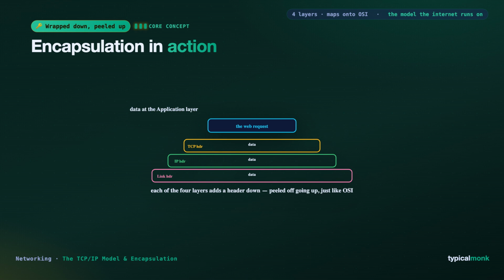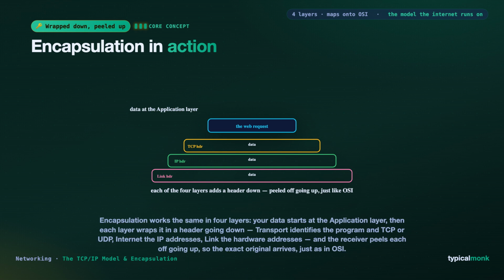the receiving machine, the whole thing runs in reverse. Each layer reads and strips off its own header, passing the rest upward until the original data emerges cleanly at the application layer for the receiving program. Wrap going down, unwrap going up, through 4 layers instead of 7, but the identical principle.